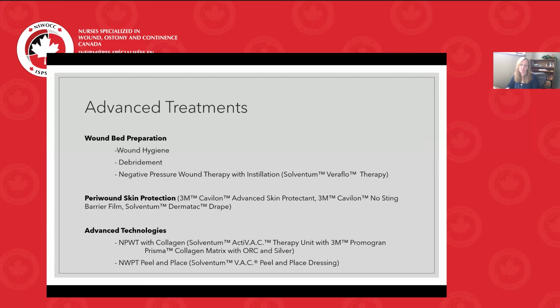When we talk about advanced treatments, the main thing that we want to focus on is wound bed preparation. So looking at wound hygiene, making sure that we're cleaning them very well. We want to look at debridement. There's a couple of other things on the market right now. Negative pressure wound therapy with instillation is one. We want to look at peri-wound skin protection. A couple of things that are out there: there's the CWON Advanced No Sting Barrier Film, and then the Dermatac Drape, which, if you've never seen any of these things, I'm going to show them a little bit later in the presentation.